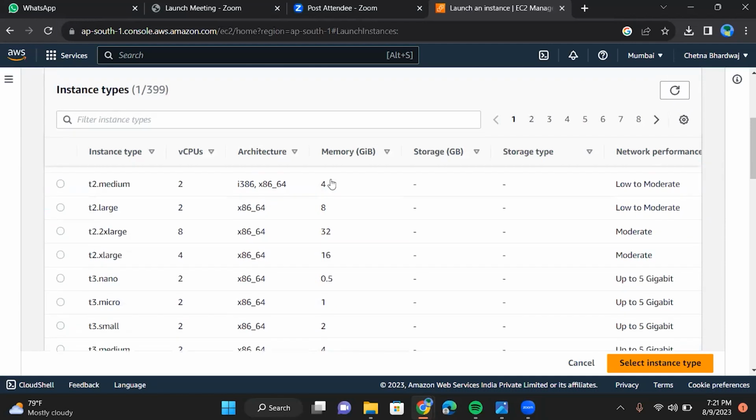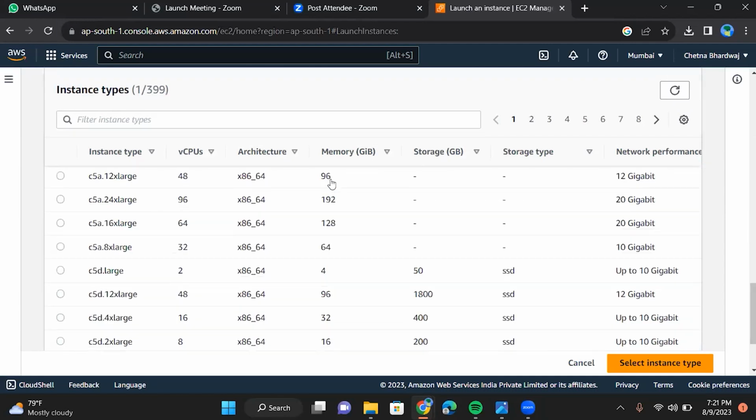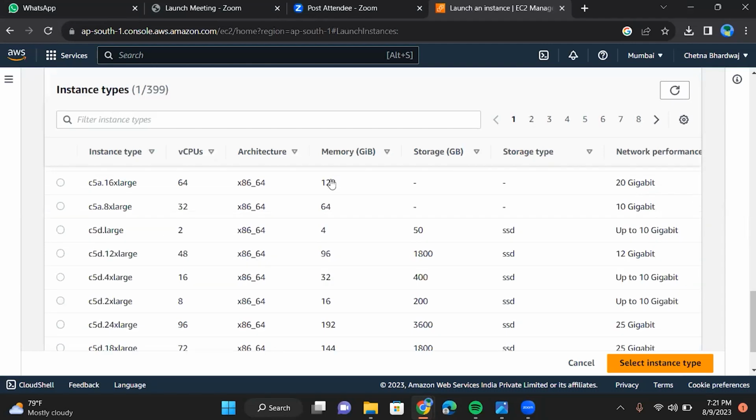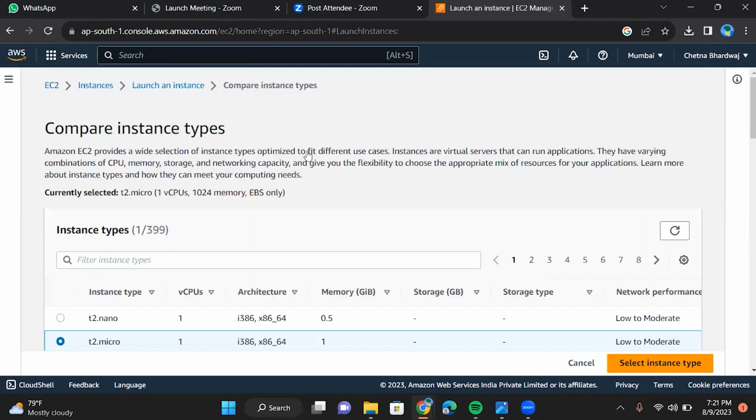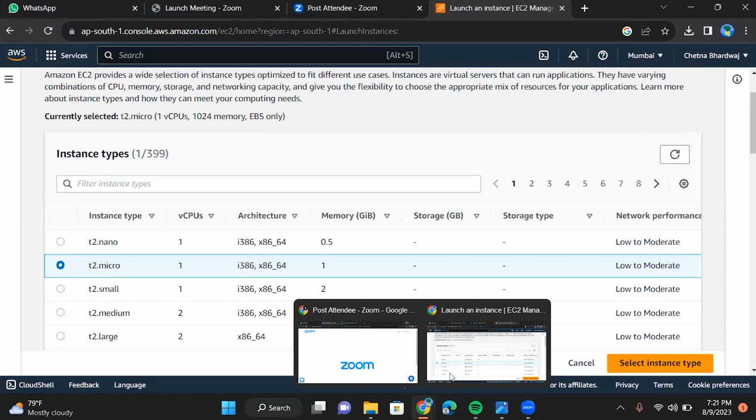T2 micro, for now, is the only free tier eligible one, and there are other instance types also, but they are on a per-cost basis. They are not free. They are not available in this free version.